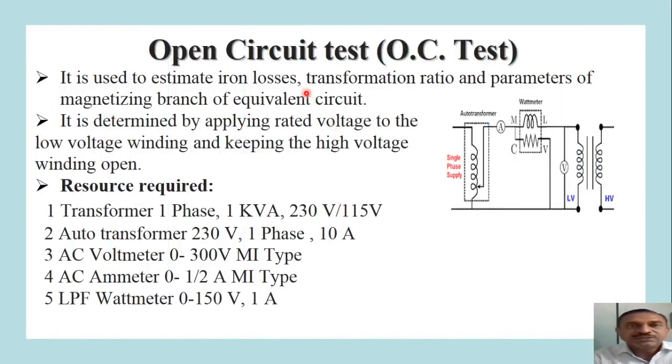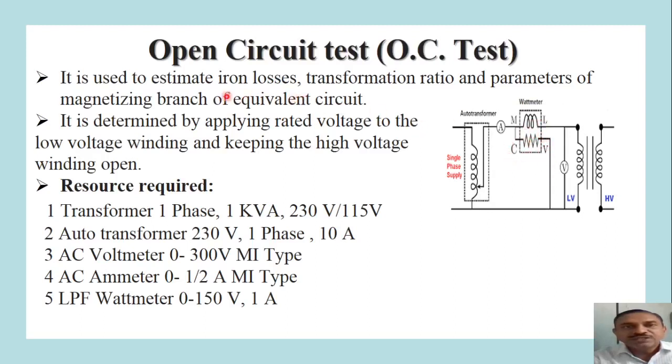Now let us first discuss the open circuit test, which is popularly called as the OC test on transformer. For this particular test, we have to connect the transformer low voltage winding to the supply system, and at the same time the high voltage winding is usually kept open. Now the low voltage winding is to be applied the rated voltage at rated frequency, and the various parameters on the LV side, that is the current, voltage and power, are recorded for calculation purpose.